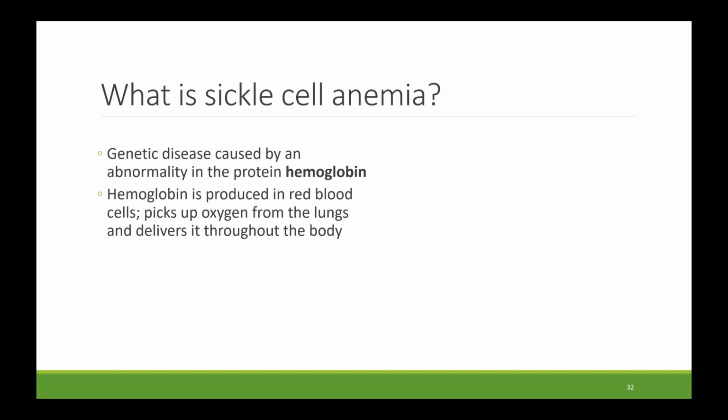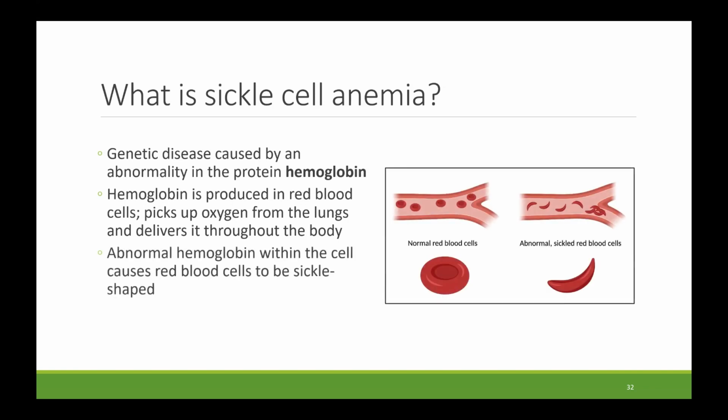So you may remember how the cells use that oxygen in chapter 4 when we learned about cellular respiration and how your cells create energy for themselves. So that's what hemoglobin normally does. It is the carrier of oxygen. But the abnormal version of the hemoglobin protein that is produced in people with sickle cell anemia causes their red blood cells to become sickle-shaped.